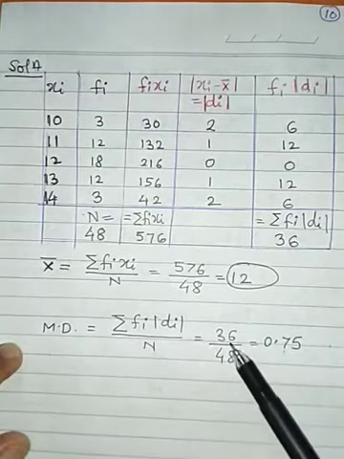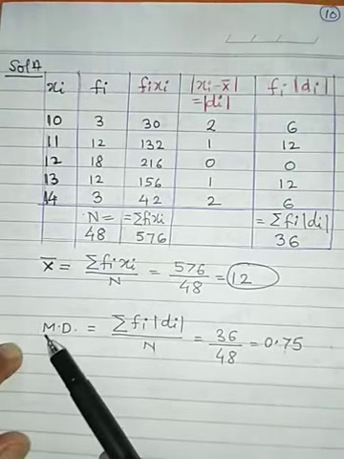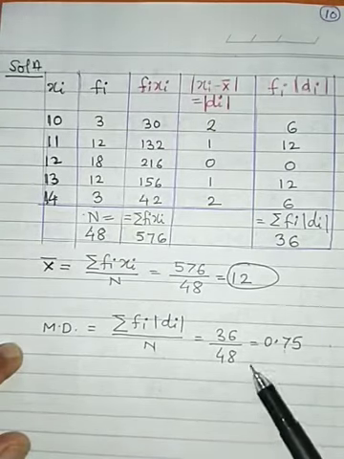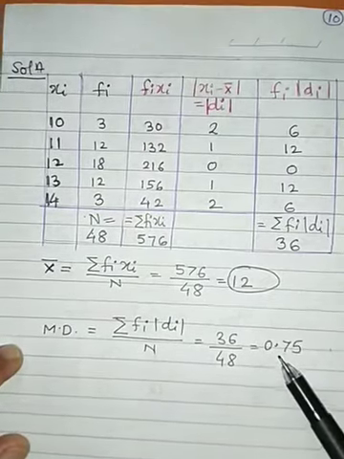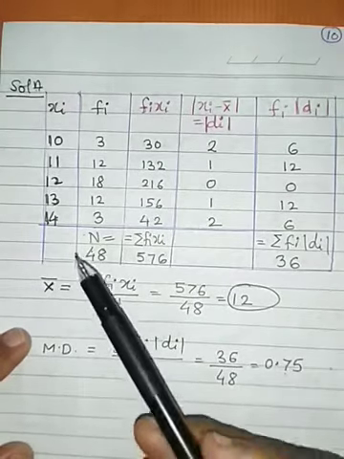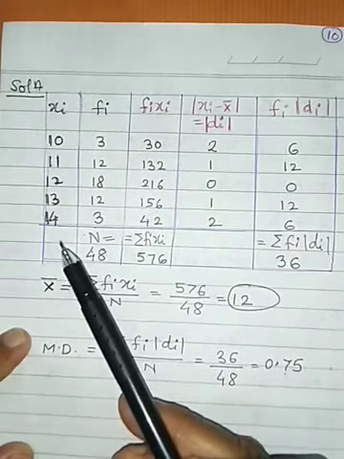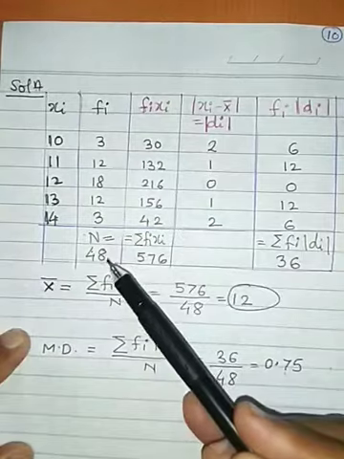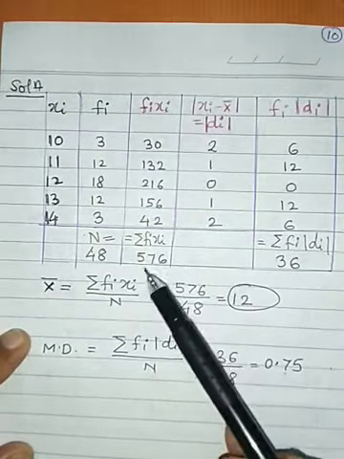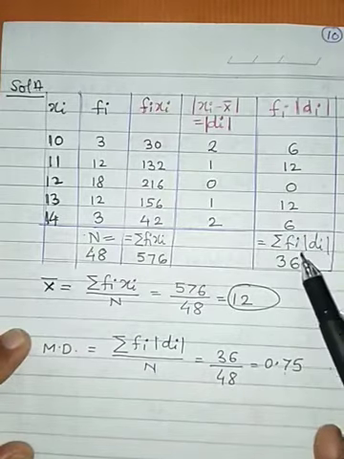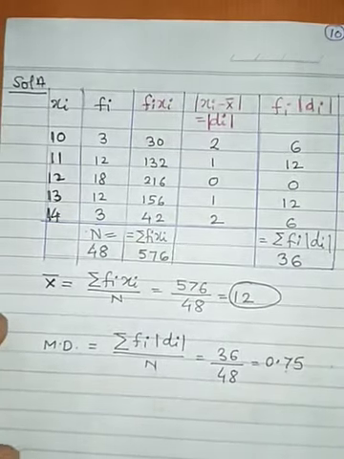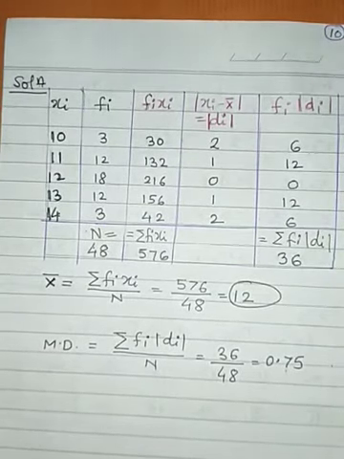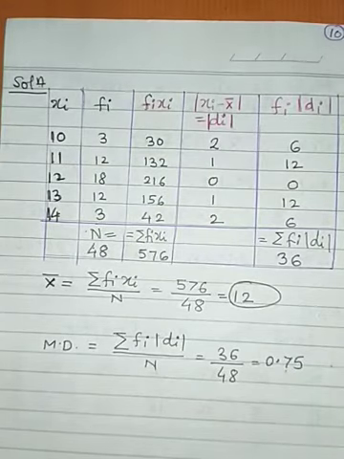Now we take this number here. Now write the formula for mean deviation. Summation fi mod di upon n, that is 36 upon 48, that is 0.75. We take the sum here, which will give us n. We take the sum here because that is required here. And we take the sum here because that is required here. Okay? Unnecessarily do not add each and every column. That is not necessary.